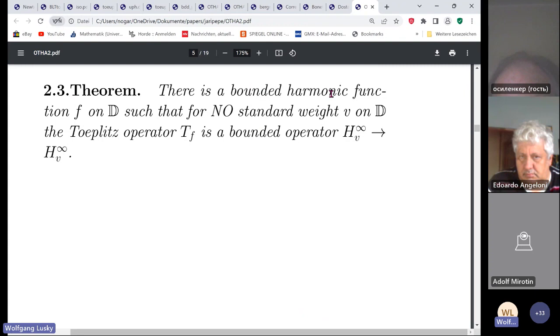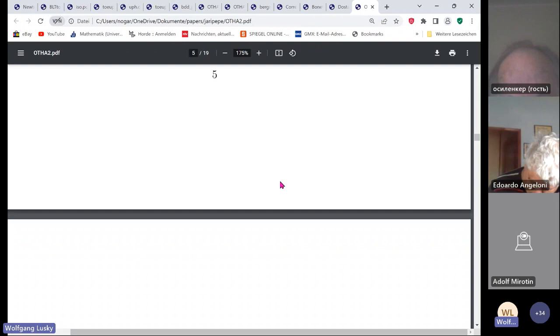completely different. Actually, there exists a bounded harmonic function on D such that the corresponding Toeplitz operator never is bounded with respect to the weighted supernorm for any standard weight on D. And standard weight here, this is a very important assumption for this theory. Now, since things can be made quite explicit, I want to give the idea of the proof here. And I can come up just with the function which does the trick.